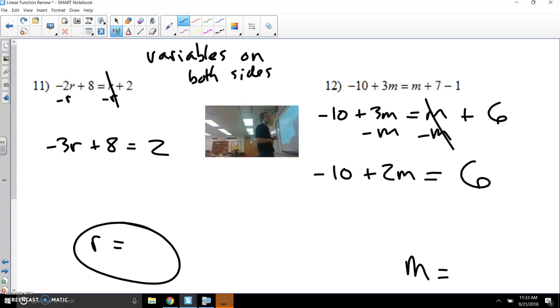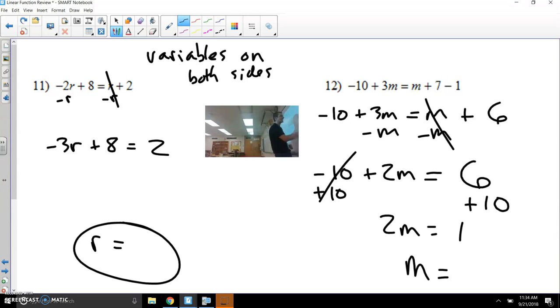It's the last number on a side. So I'm going to move the negative 10 to the opposite side. If it's going to the opposite side of the equal sign, I have to do the opposite of what it's doing. It's currently subtracting, so I'm going to add it over here. So again, I start back on the left and I rewrite everything that's left. I have 2m equals, new number here, 16.